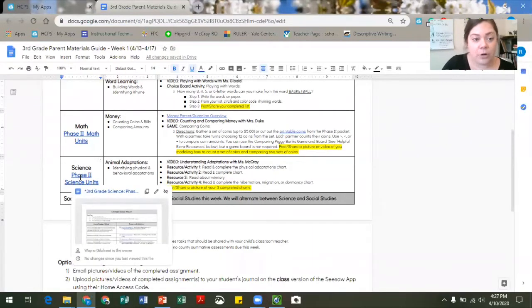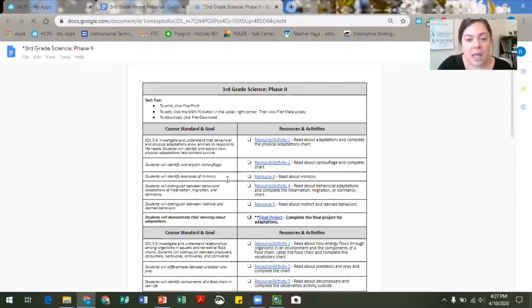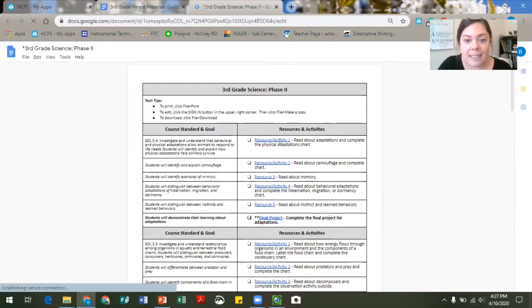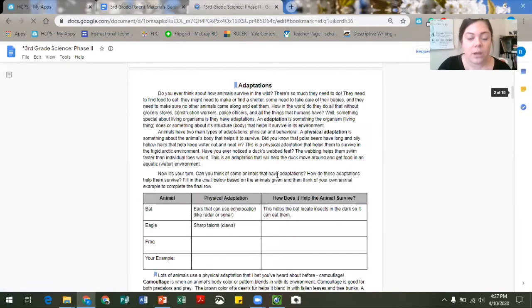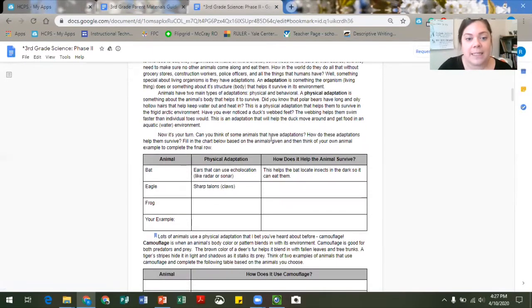I'm just going to hover over this hyperlinked file here, and you'll notice it pops up. I can just click that. It's going to take you over to our 3rd grade science packet. And our goal for this week is to complete activities and resources 1, 2, 3, and 4. So when you hover over those blue words, it's going to take you to a bookmark in the document. So here you can see you're going to be reading about adaptations, specifically physical adaptations, and you're going to complete this table here about physical adaptations for some listed animals.